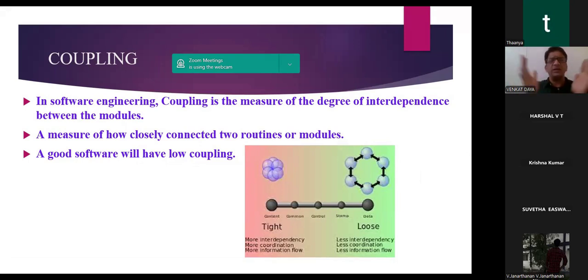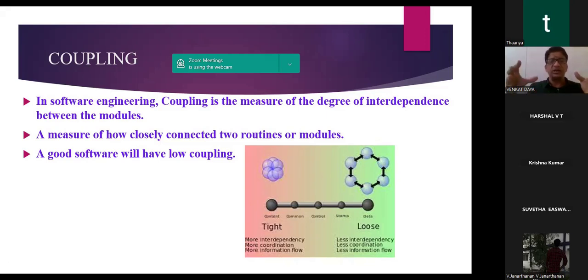So between the modules, what sort of dependence do we have? How much is each module depending on the other module? It's a measure of how closely they are connected to the other module. Say module A and module B. Are they tightly connected or loosely connected?